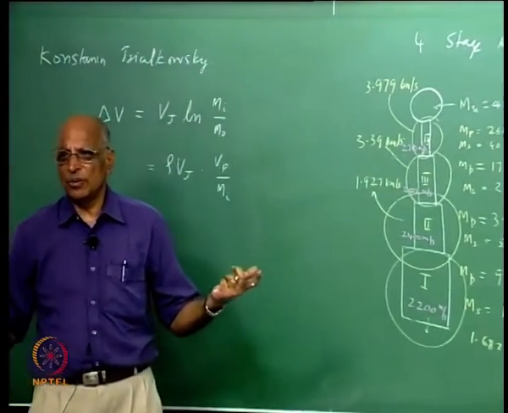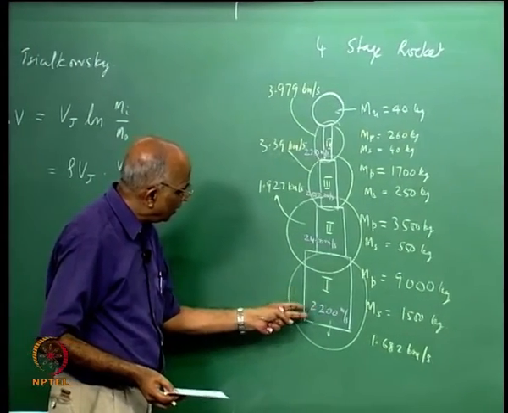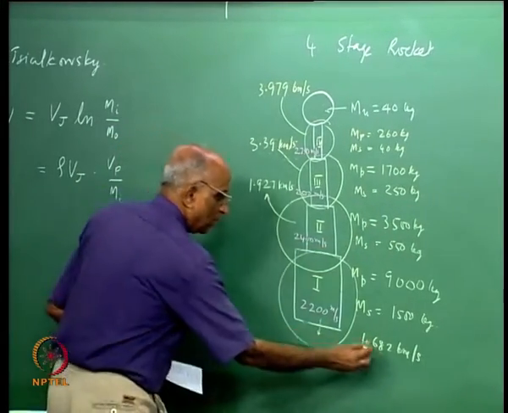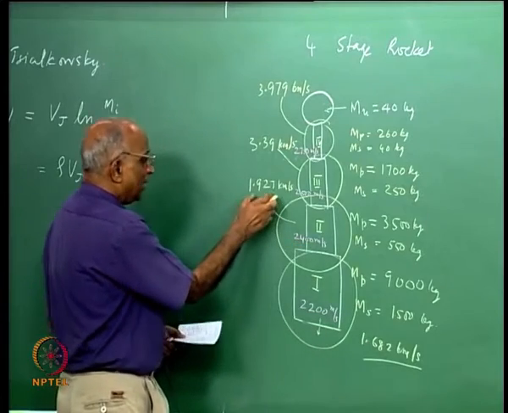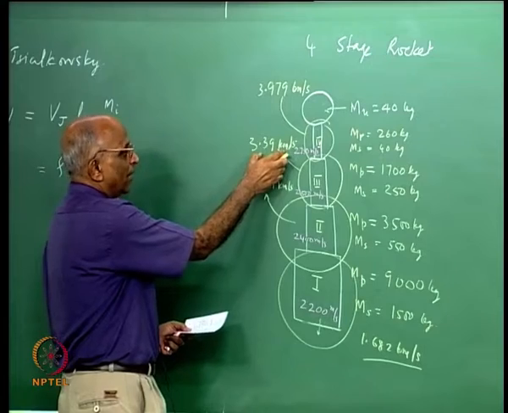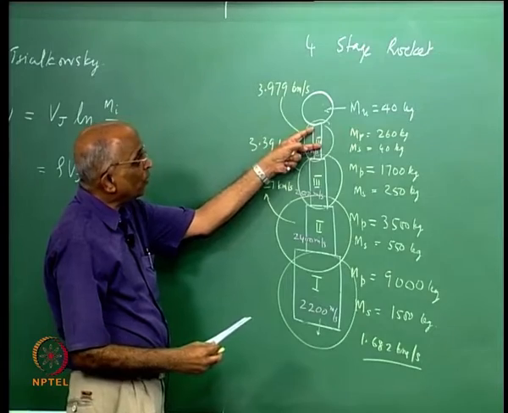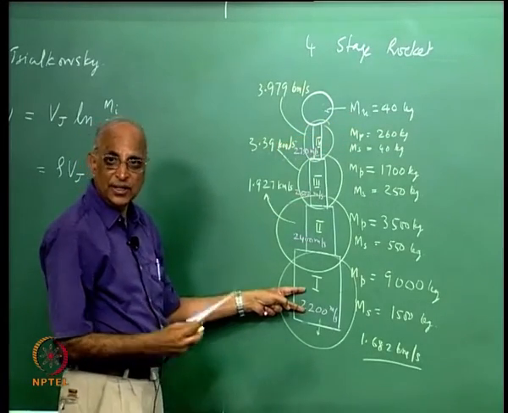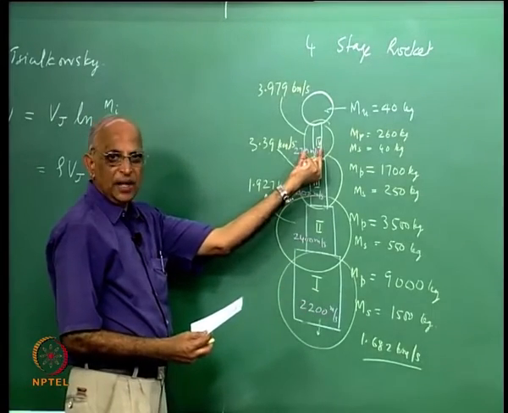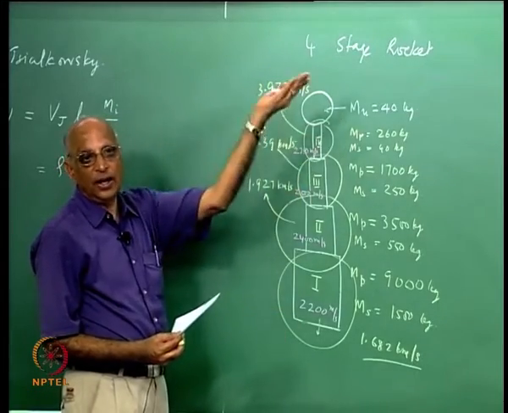Now let us try to draw some inferences from this. We find that the first stage gave me a velocity increment of something like 1.682 kilometers per second. The second stage gives me a slightly higher value, 1.927. The third stage gives me a significantly higher value, 3.39, while the fourth stage gives me yet a higher value. That means the upper stages contribute more delta V than the lower stages, and the reason being, one, the jet velocity of the lower stages is generally smaller than the upper stages, and you have the benefit of a lighter rocket which can give you a higher delta V.